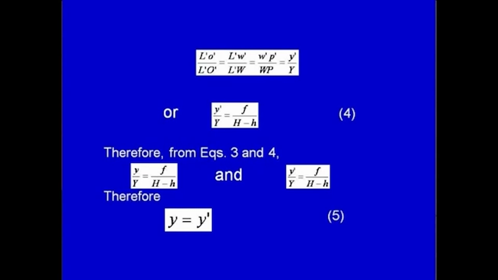Therefore, from equations 3 and 4 we find that small y divided by capital Y is equal to f divided by H minus small h, and y dash divided by capital Y is equal to f divided by H minus small h, or what we can say is that y is equal to y dash.